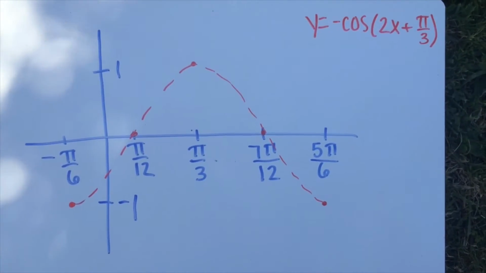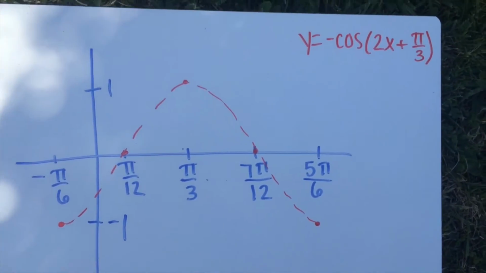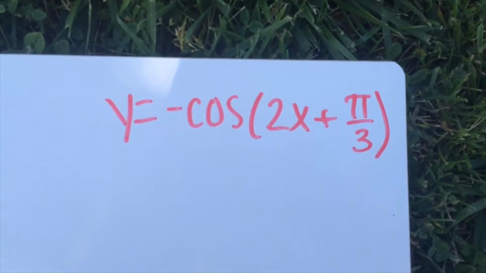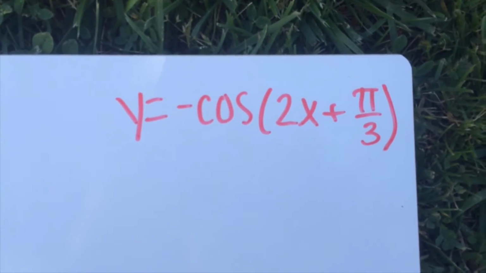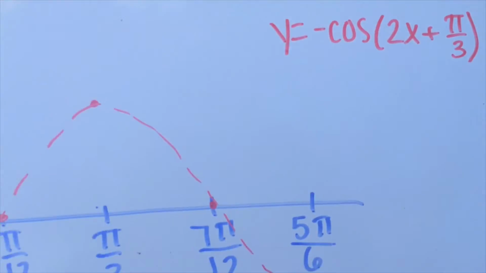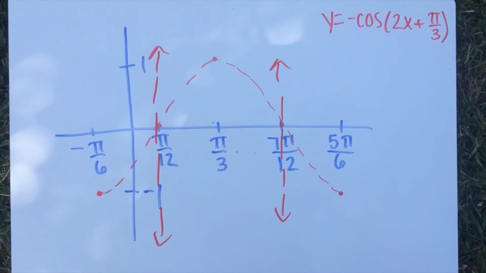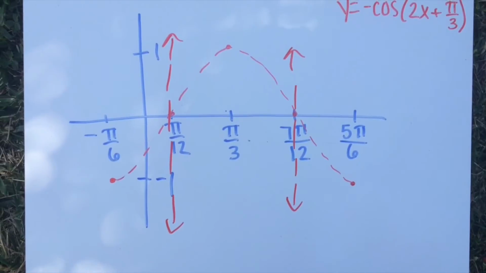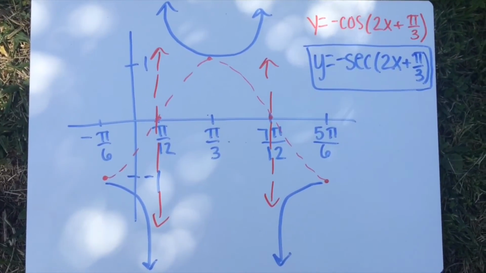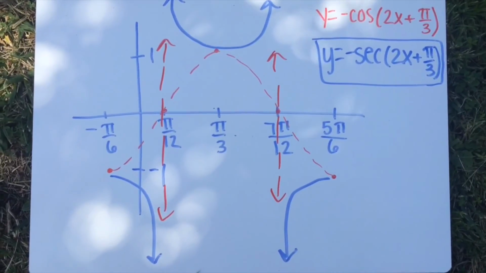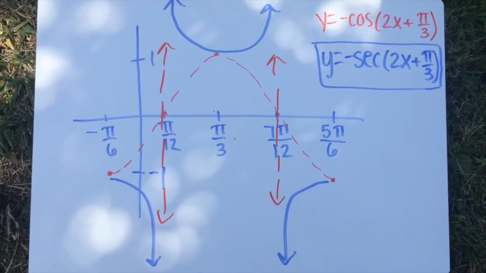First, we'll start by graphing our guide curve. The guide curve is simply y equals negative cosine 2x plus pi over 3 instead of y equals negative secant 2x plus pi over 3. Now we graph our asymptotes, where cosine equals 0. Using the guide curve and the asymptotes, you are now able to graph y equals negative secant 2x plus pi over 3. This is the final graph.